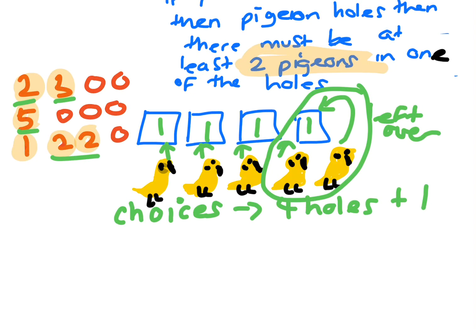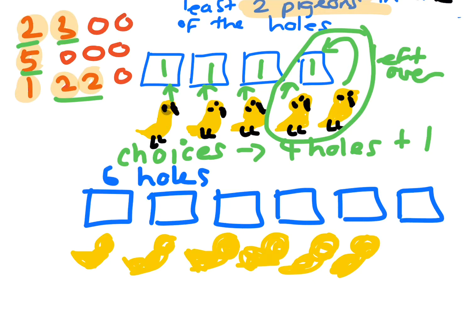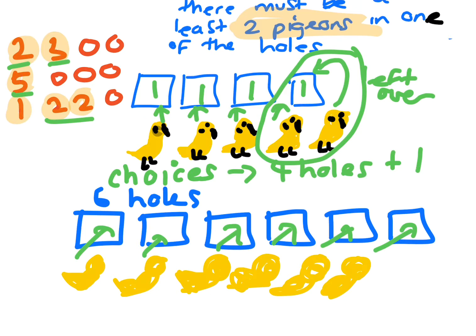If I had another scenario and I didn't have 4 holes and 5 pigeons, let's say I have 6 holes. Actually, let's just have 6 pigeons. So if I had 6 pigeons, that would mean 1 pigeon would fly into each hole. So that doesn't meet the scenario of having at least 2 pigeons in one hole. I would have to have more than 6.